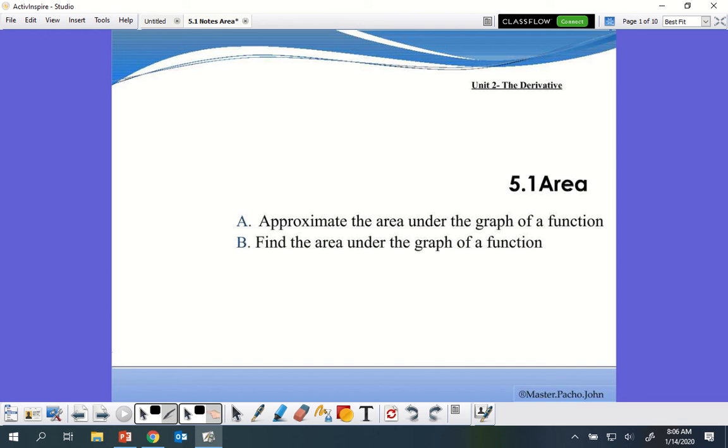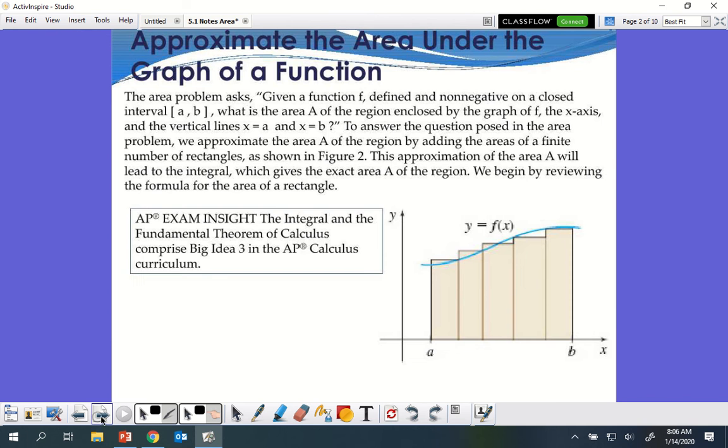All right. Area under the graph of a function. Find the area under the graph of a function. Anyway, we're going to get to the calculator stuff on this pretty soon. That's probably going to be the longest part of all this.